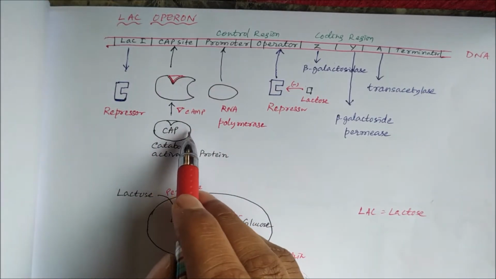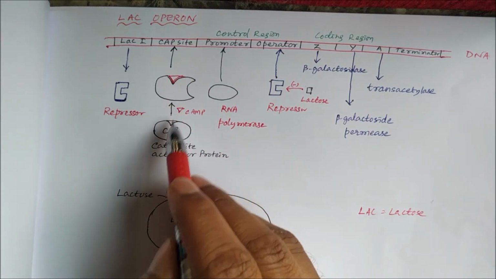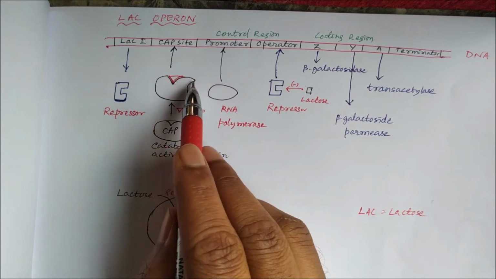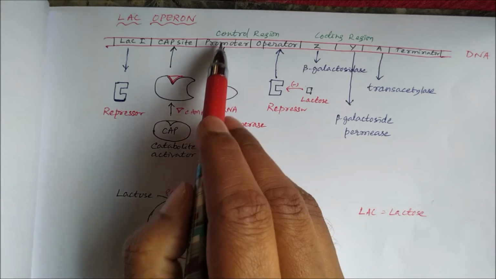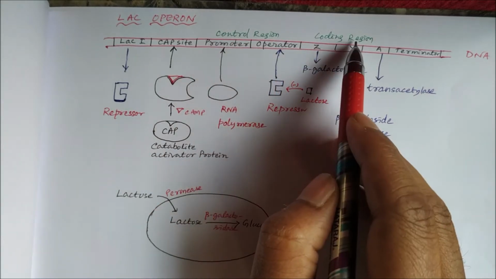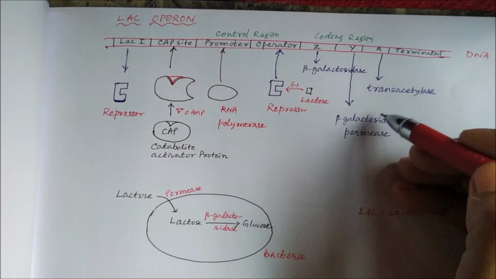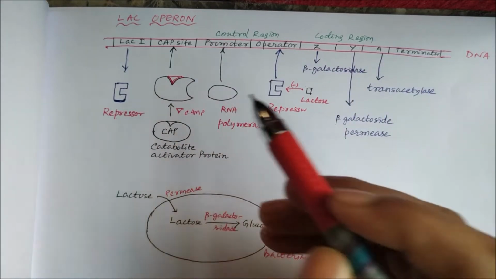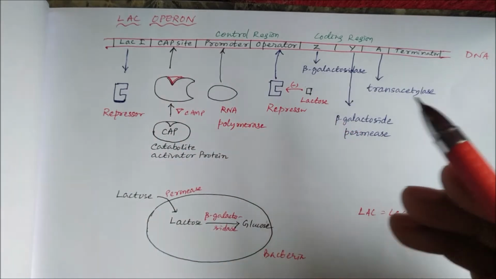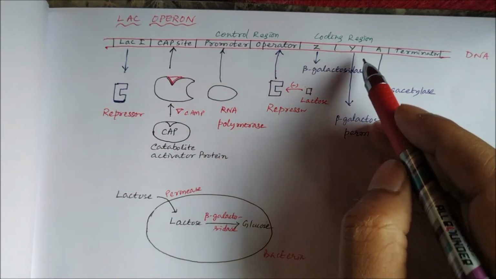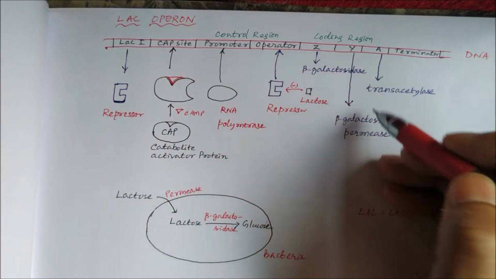So here you can see this site is not there, and when cyclic AMP binds, there will be this site which will bind to this RNA polymerase and will facilitate the RNA polymerase binding with the promoter, and it will facilitate the action of RNA polymerase, so that there will be gene transcription. So again, cyclic AMP facilitates the binding of CAP and causes the gene transcription.